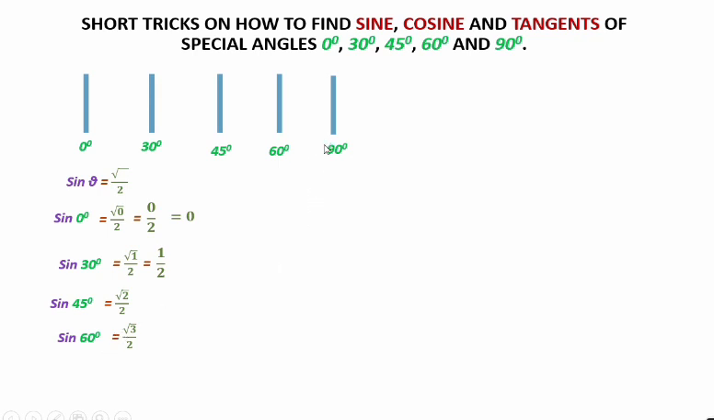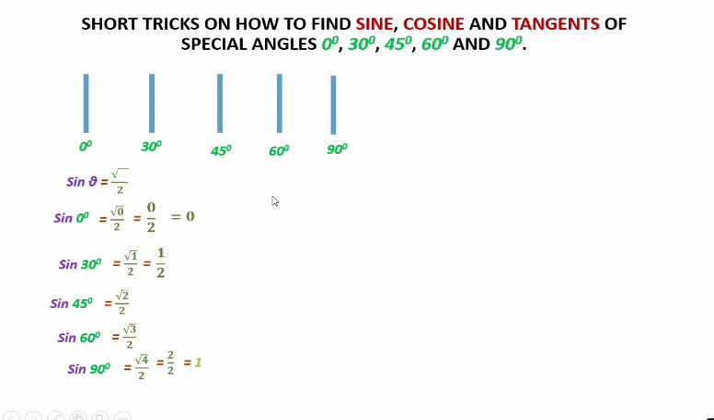Now let's go to 90 degrees. So count the number of bars. So we have 1, 2, 3, 4. 4 bars before we get to 90 degrees. So we're going to put that inside the square root. So that's going to give us square root of 4 divided by 2. And the square root of 4 is 2. So we have 2 divided by 2, which is equal to 1. So that's all for the sine ratios of these given special angles.